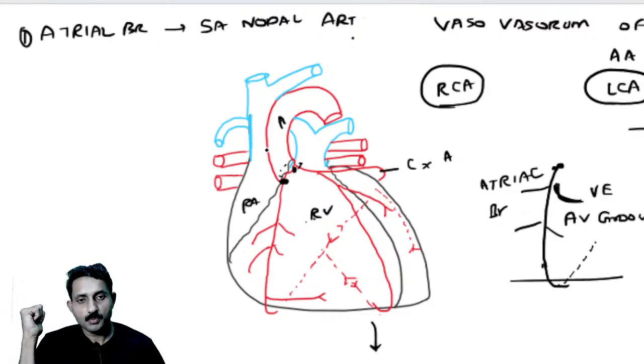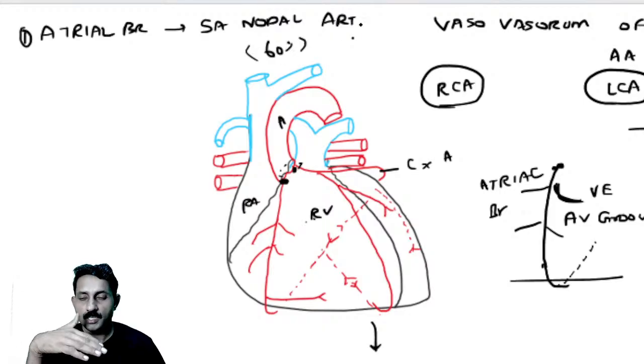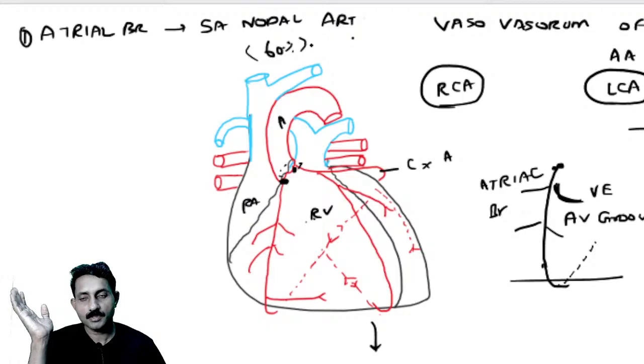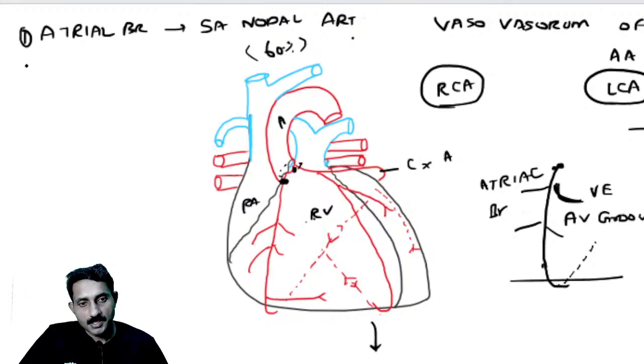Most commonly, the SA nodal artery comes from the right coronary artery, in 60%, and sometimes, in 40%, it can come from the other side. So most commonly it is coming from the atrial branches of the right coronary artery. In 40% of individuals, it can come from the left coronary artery also. So, that is the first branch, the atrial branch.